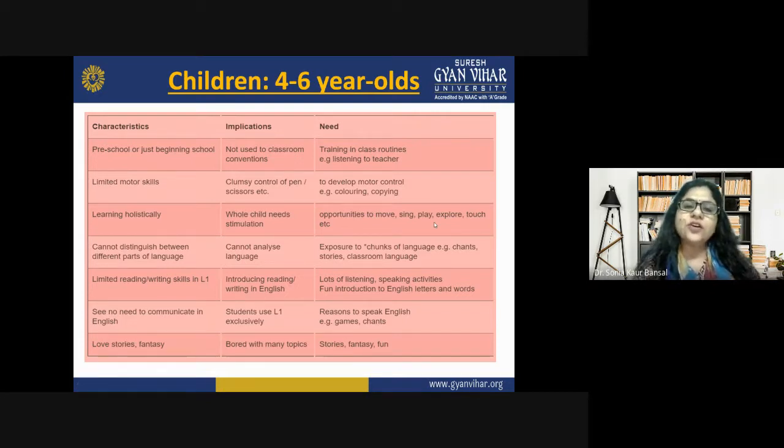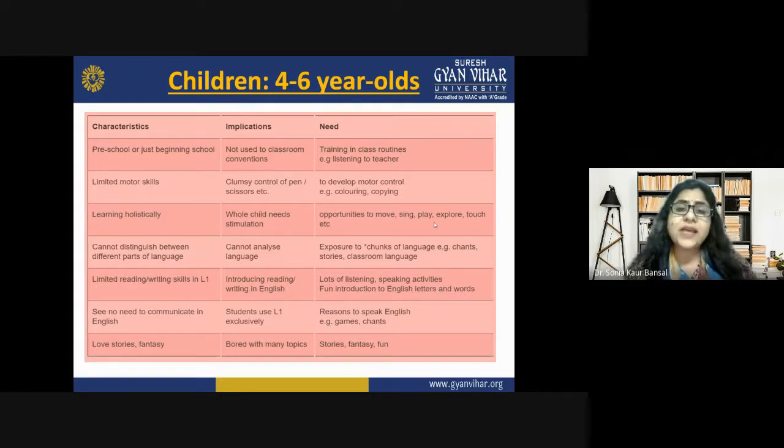So the need of this stage is training in class routines. The child is coming to class on time, going in uniform, eating lunch when the bell rings, being accustomed to different teachers during different periods, and listening to the teacher. These are the conventions of the classroom which a child gradually learns. Students, this is how preschool and just beginning school learners are in front of us at this stage.